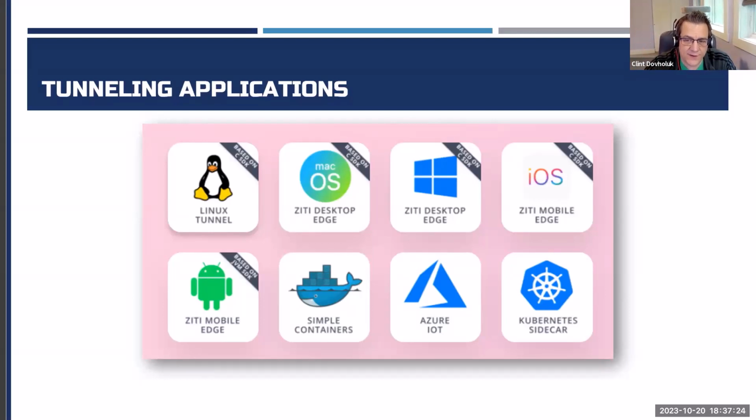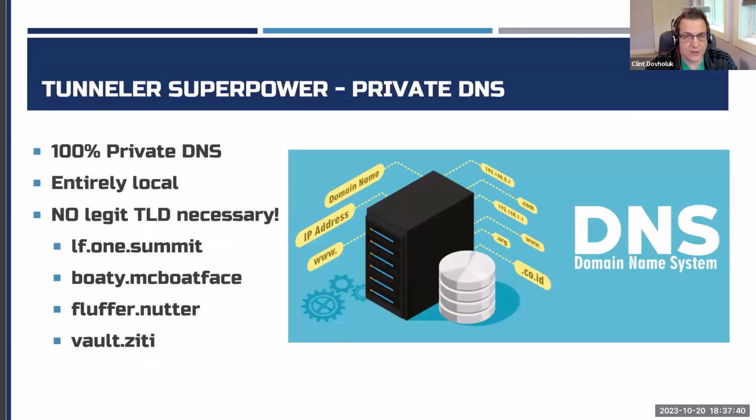Tunnelers do have a really cool property that is worth noting, because if you have an OpenZD overlay network, you will have these tunnelers available to you. And so suddenly you can start doing cool things with all your brownfield apps too. So for example, one of the superpowers from OpenZD that tunnelers provide is true private DNS. You can create fictitious DNS names that your users can then connect to, like my.zd, which is not a valid top-level domain, or Linux Foundation One Summit, like I made this slide for, or Boaty Big Boat Face, right? Fluffernutter. These are all DNS entries that you can create and would be private to your bespoke overlay network.